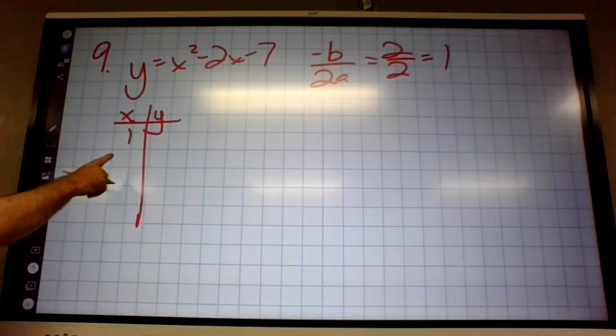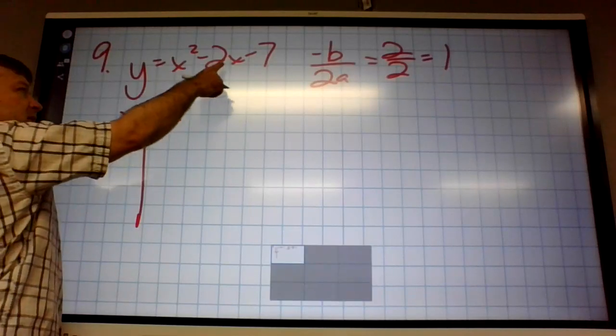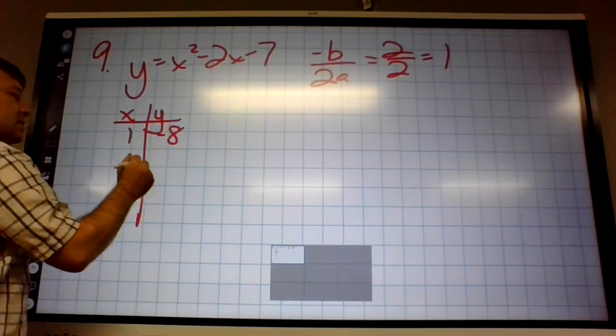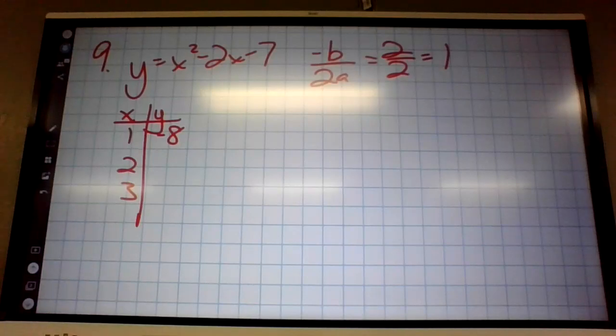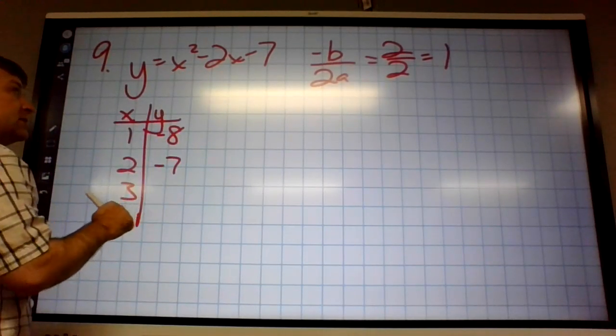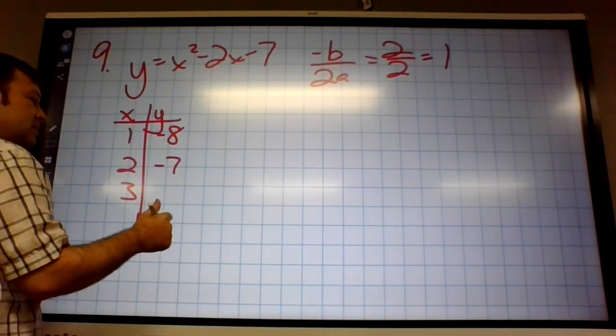Find the y-coordinate to go with it. We're going to plug 1 in. So we get 1 minus 2 is negative 1 minus 7, negative 8. We're going to plug in a couple numbers close to the vertex. 2 is 4 minus 4 minus 7. 3 is 9 minus 6, minus 7.